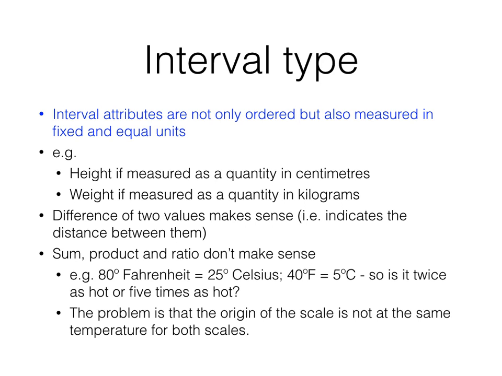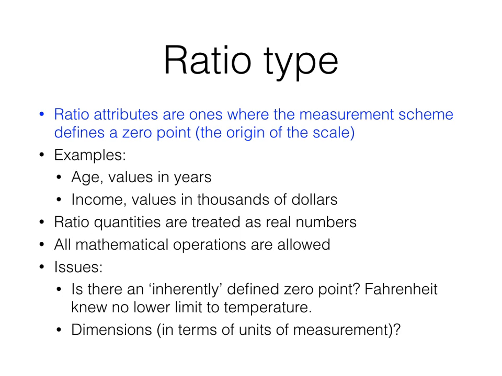So we can take a difference. We can say the difference in degrees, but we can't really say whether it's twice as hot or 5 times as hot. The last type of attribute is the ratio type.